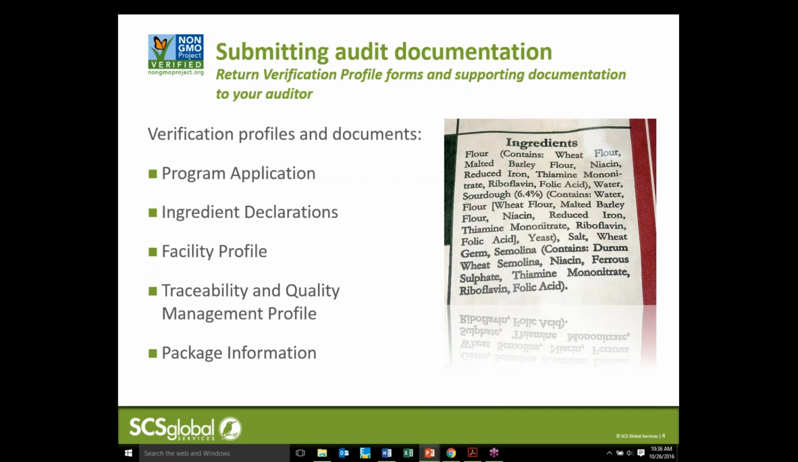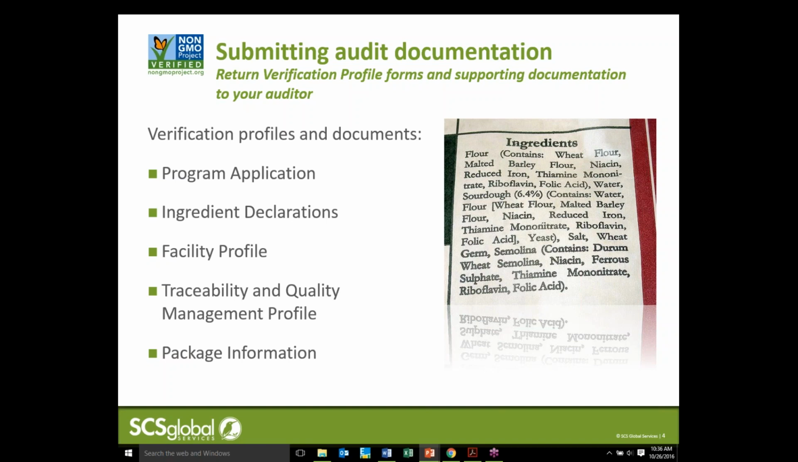So what you see here is a list of the basic forms that essentially all operations are going to need to complete as part of your verification audit. The program application provides basic participant and product information. The ingredient declarations request some key details about the composition of your ingredients and provide for the evaluation of each ingredient and their components for GMO risk. The facility profile discloses facility information, locations, and information about the products that are handled there and the steps that are taken to mitigate GMO risk. The traceability and quality management profile forms detail the participants' quality and identity preservation systems, and the package information profile will track all the various containers and packages that your compliant products are packed into.